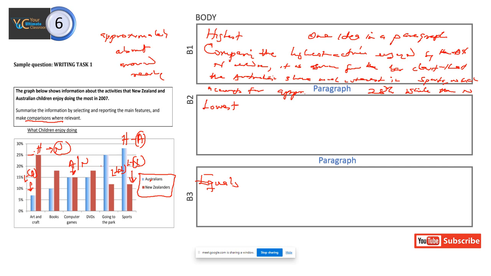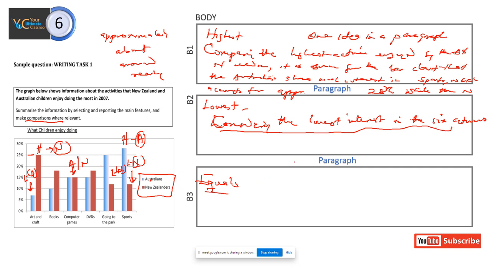So you organize the body in this manner and you make sure that it starts with something that will let the examiner know that you are talking about lowest, or highest, or equals. With the second paragraph, you can say, considering the lowest interest in the six activities. So look at it, we are talking about the lowest. You can see that Australians have low interest in arts and crafts, and then the New Zealanders have low interest in going to the park and then sports. So you can start something like this, to show that we are talking about lowest.